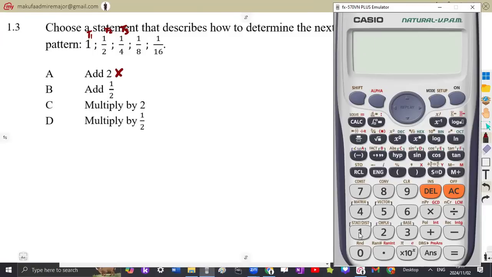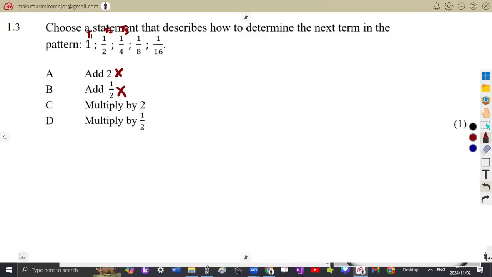Add a half. Remember, we have our first term, 1, plus, they say add a half. Add a half, 1 over 2, that is a half. We're going to obtain 3 over 2, which is the same as 1.5. But then we are given a half, not 1.5. So this is totally wrong because the next term is not 1.5. The next term is a half.